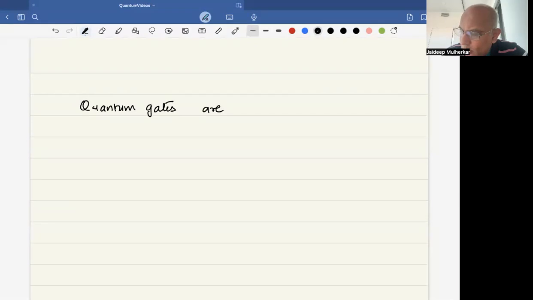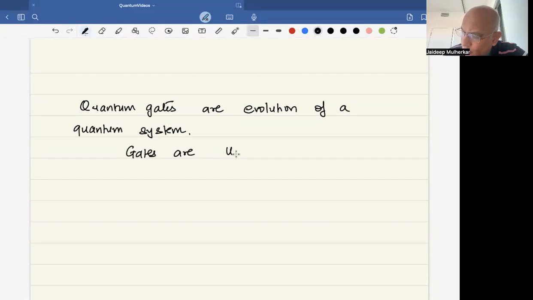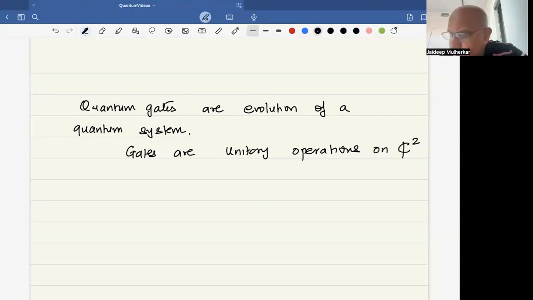Quantum gates are the evolution of a quantum system, and this evolution is governed by a unitary operator. So gates are unitary operations, and particularly in qubits, they are unitary operators on the space C2.